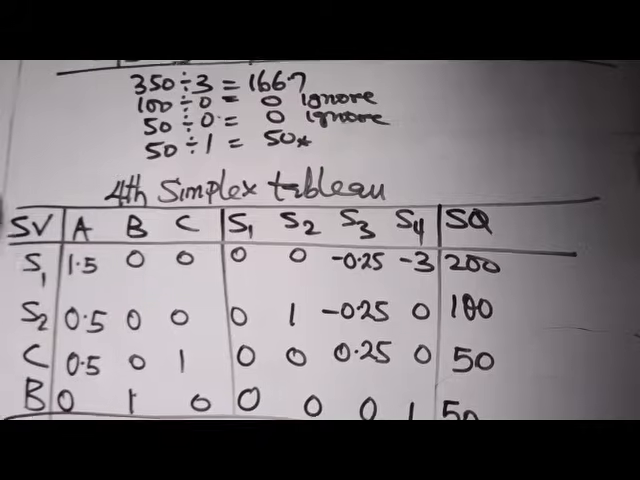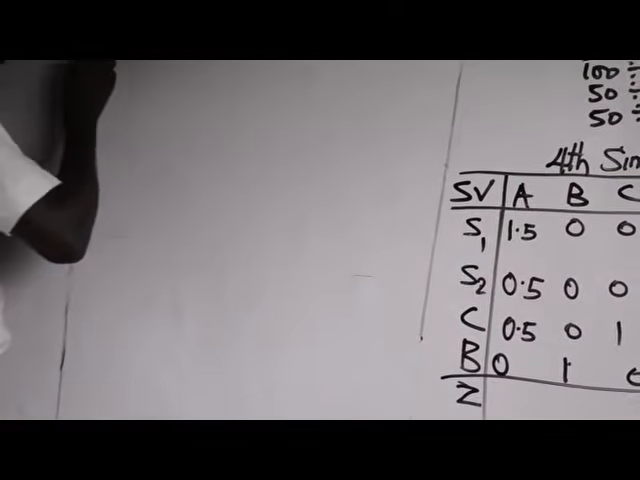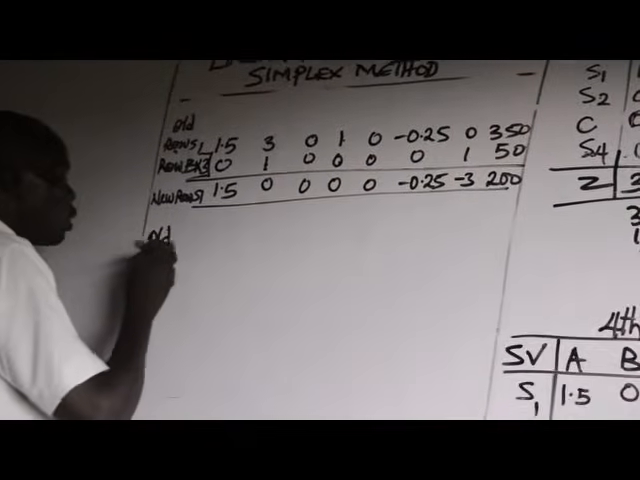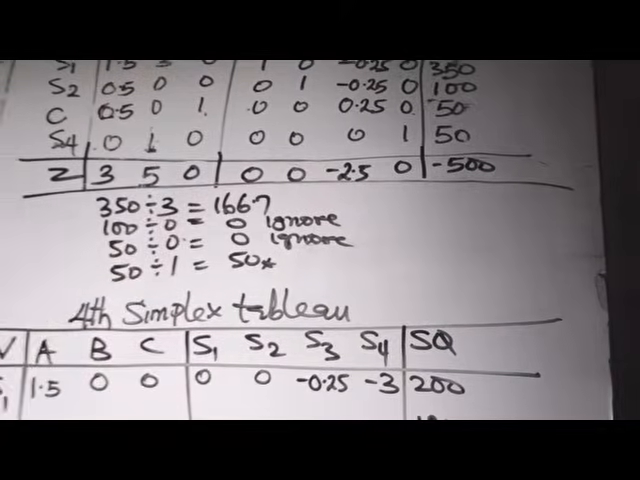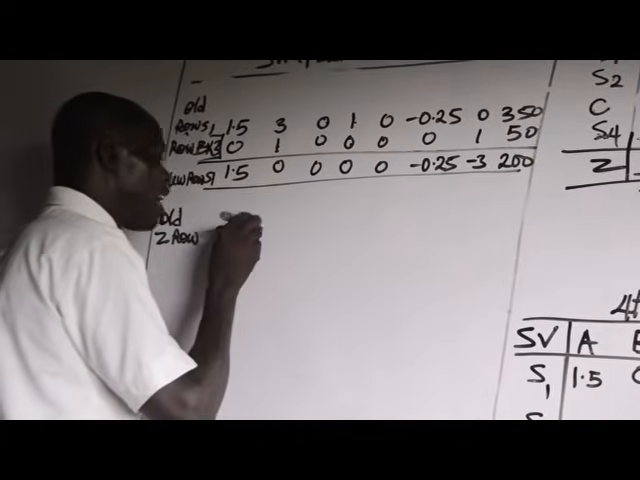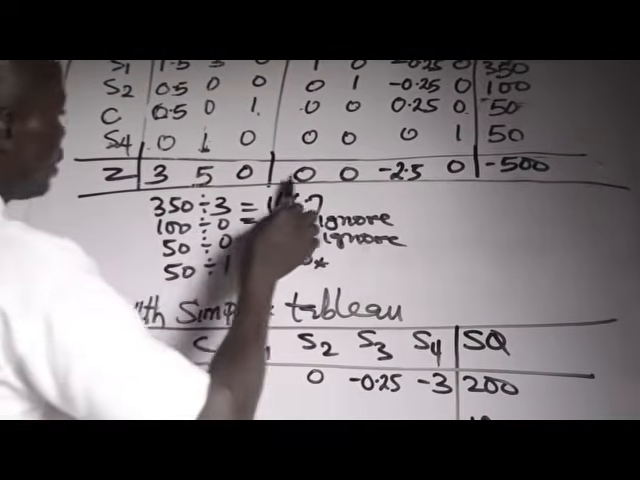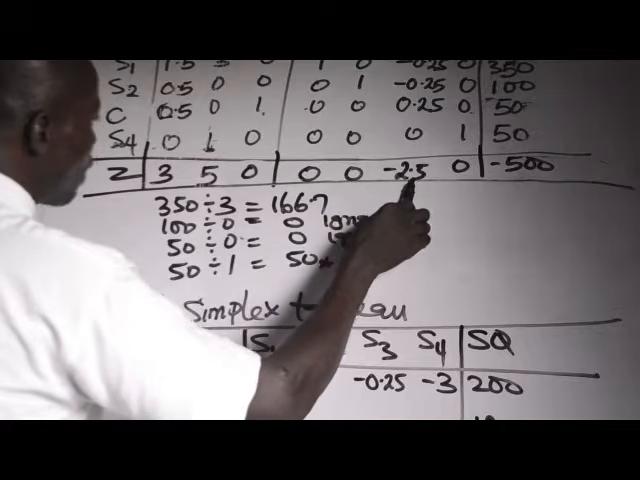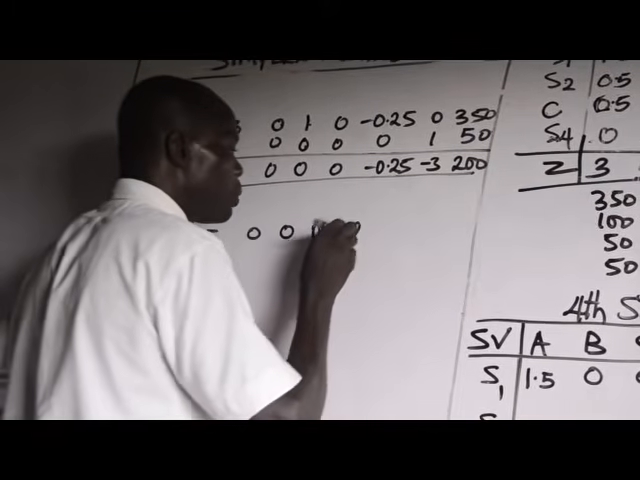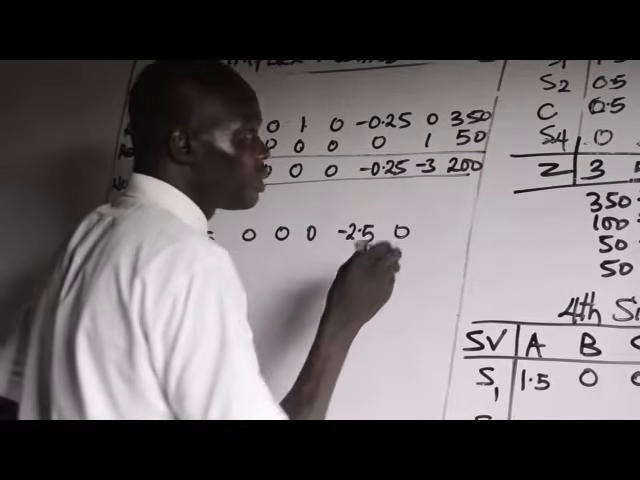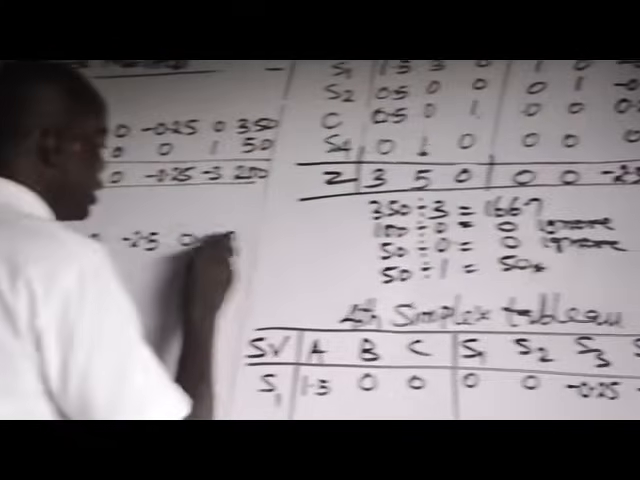Then our Z row now, which is our objective function row. Now we have the old Z row. We have 350, then we have 0, 0, minus 2.5, 0, 0, minus 500.